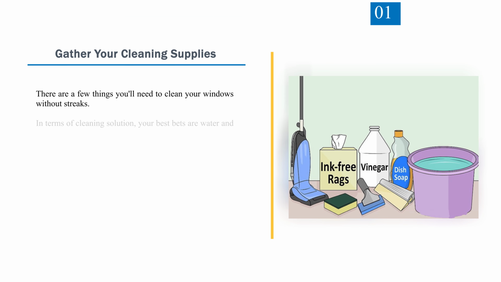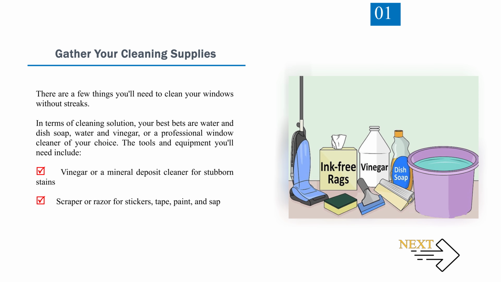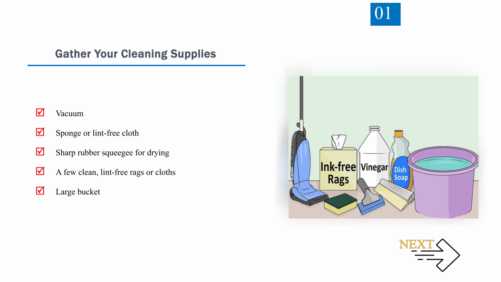Number 1. Gather your cleaning supplies. There are a few things you'll need to clean your windows without streaks. In terms of cleaning solution, your best bets are water and dish soap, water and vinegar, or a professional window cleaner of your choice. The tools and equipment you'll need include vinegar or a mineral deposit cleaner for stubborn stains, scraper or razor for stickers, tape, paint, and sap, vacuum, sponge or lint-free cloth, sharp rubber squeegee for drying, a few clean, lint-free rags or cloths, large bucket.